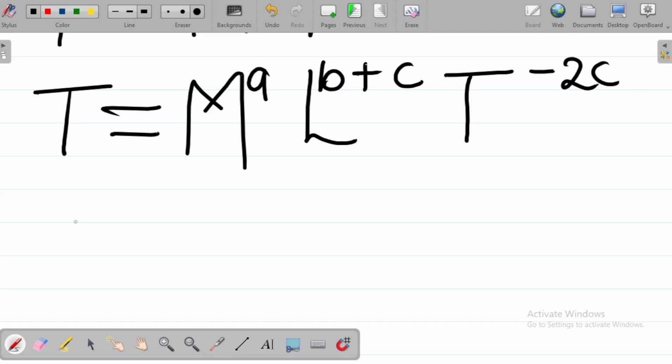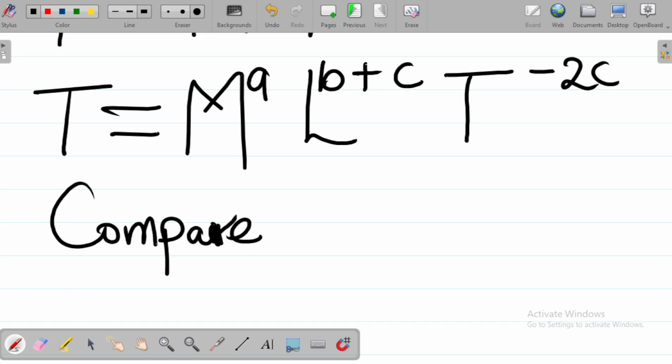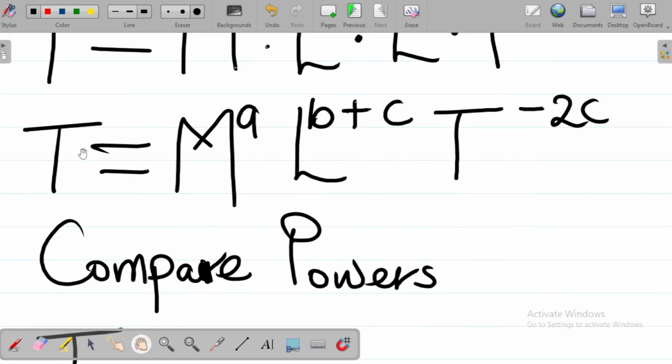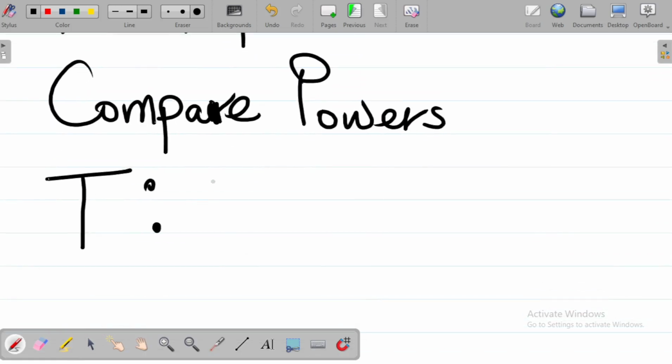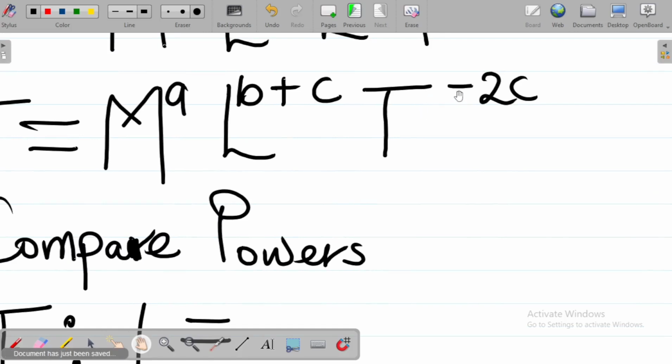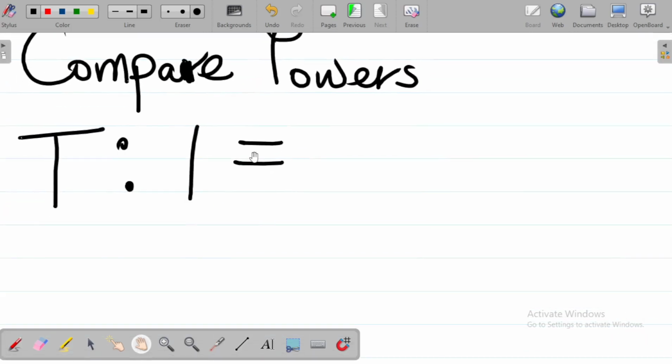Alright, so our next task is to compare index or compare powers. So let's start with T. For T, to compare the power, you will have to equate the powers of T at the left hand side to the power of T at the right hand side. So for T, the power of T at the left hand side is 1. So we have here 1 equal to the power of T at the right hand side, which is negative 2C. So we have 1 equals negative 2C.